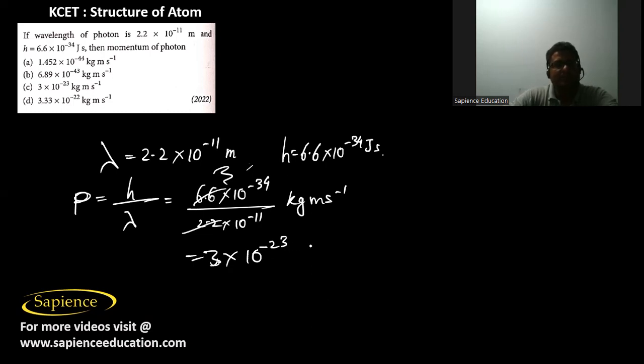3 into 10 power minus 23 kg meter per second. So option C is the correct answer.